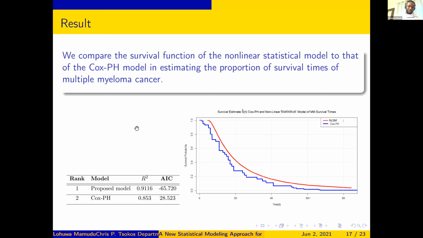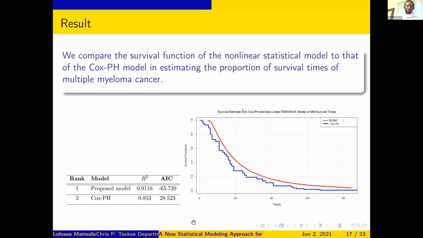Now, to justify how accurate the proposed model of performance survival analysis is, we compare it with the Cox-PH. The proposed model gave us an R-square, which is a coefficient of determination, of 0.9116, which is 91.16%, whereas the Cox-PH model gave us an R-square of 85.3%. Now, also, we have an AIC.